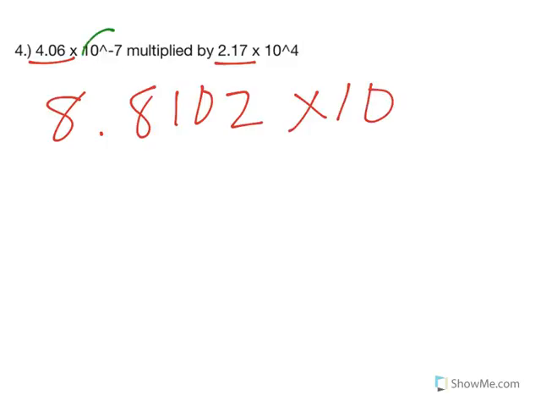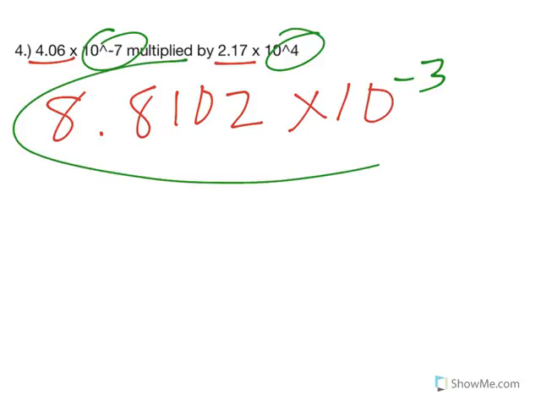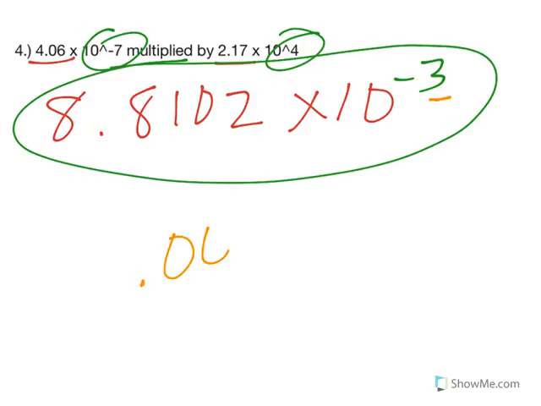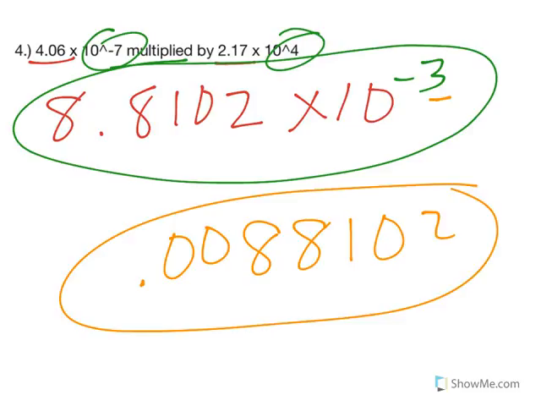And last but not least, number 4, we are multiplying. So again, I multiply my numbers, 4.06 times 2.17, and I get 8.8102. And because I'm multiplying, I add my exponents, which would give me negative 3. Negative 7 plus 4 is negative 3. So there's my scientific notation. And now to go standard, negative exponents, I'm going to go left. Negative 3 means I have 2 zeros, 88102, and there's my standard form. So that's scientific notation with small numbers.